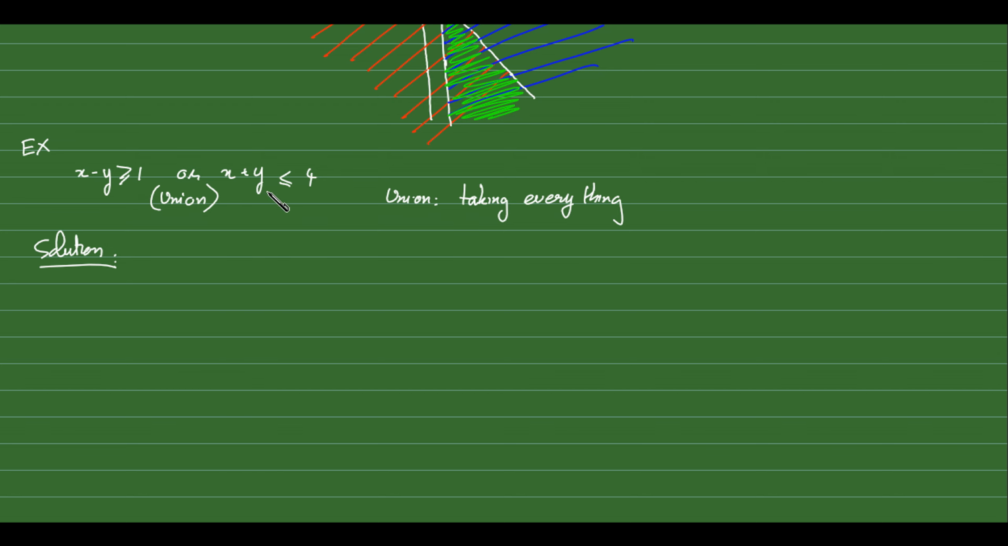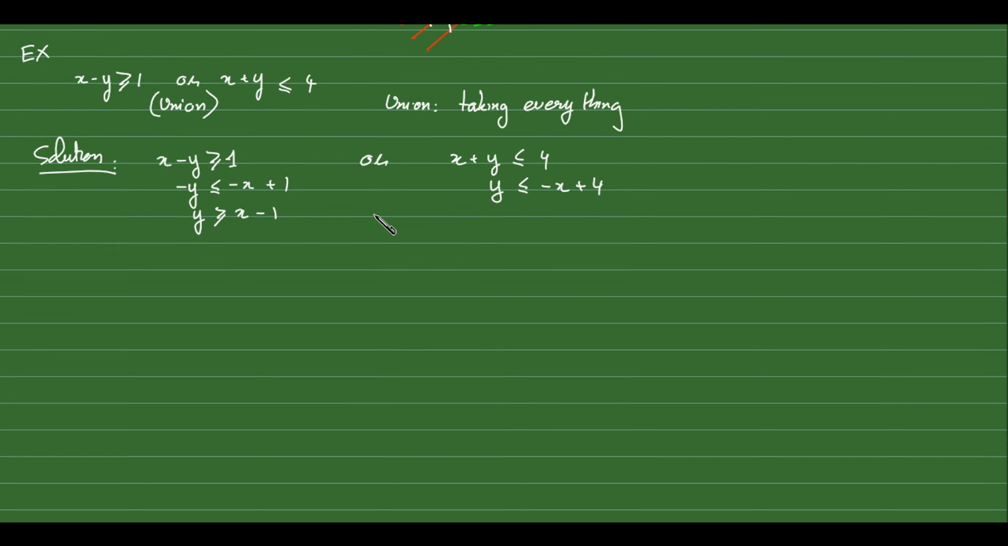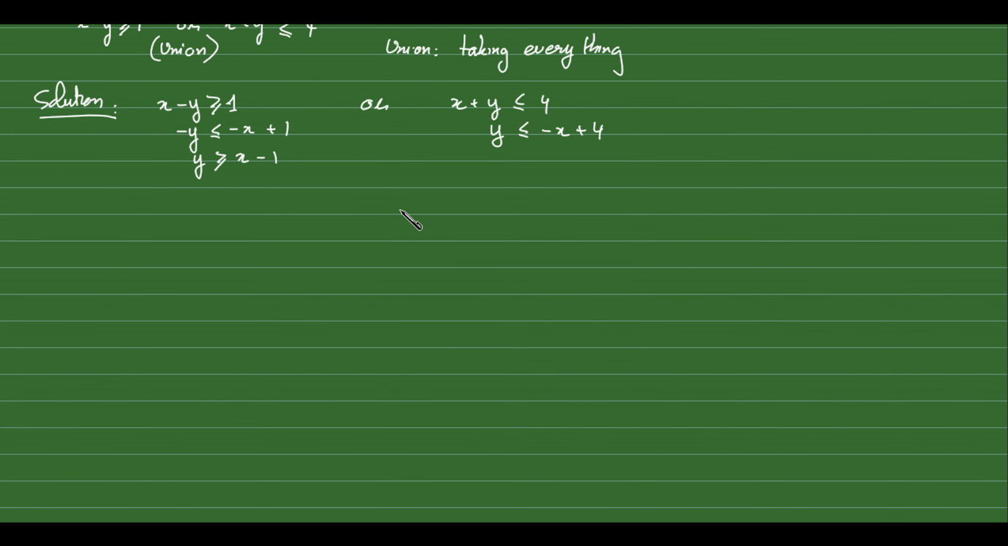Again, you see that it's not in slope-intercept form, so go ahead and convert it to slope-intercept form. Minus 2 plus 1. You go ahead and divide by -1, and you're going to flip the direction of the inequality, so it's going to be y greater than or equal to x minus 1. Or x plus y less than or equal to 4, so y less than or equal to x plus 4. There you go. Now it's in slope-intercept form, and we can go ahead and graph it.